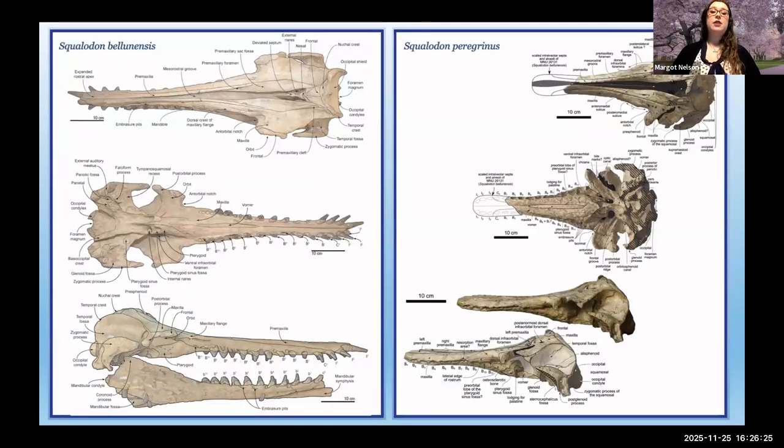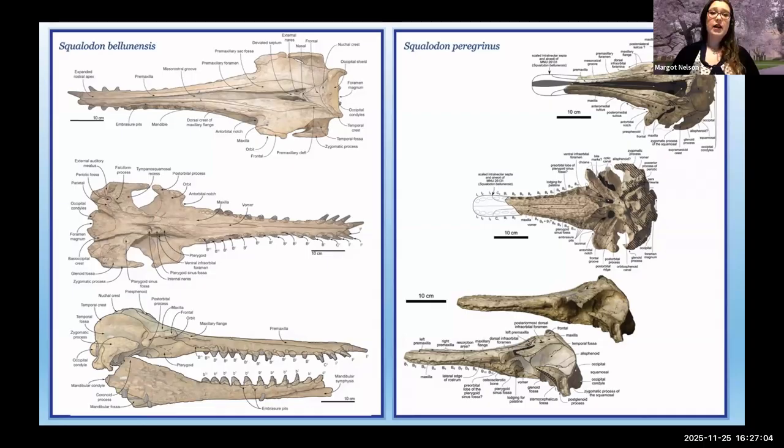Other work I've done, right? So I looked at these species of Squalodon from the Proto-Mediterranean. Squalodon bellunensis had not been described since a monograph in 1916. So we redescribed that species, which has multiple specimens referred to it. So we were able to identify examples of intraspecific variation. We were also able to identify patterns of tooth wear that were unique to this taxon and not seen in other species of Squalodon. One specimen even had a deviated septum.